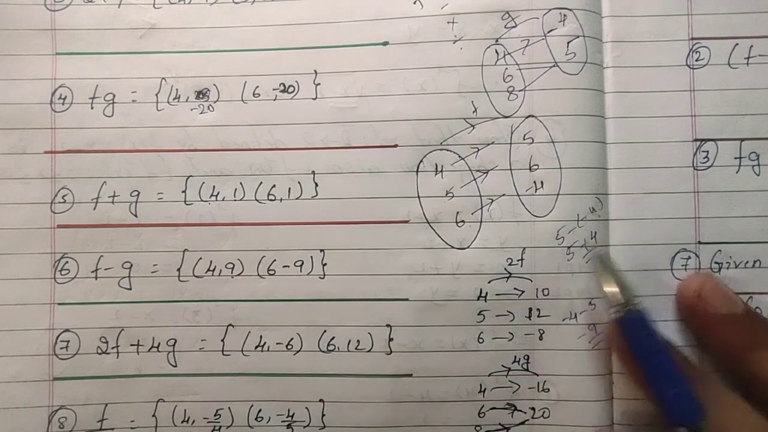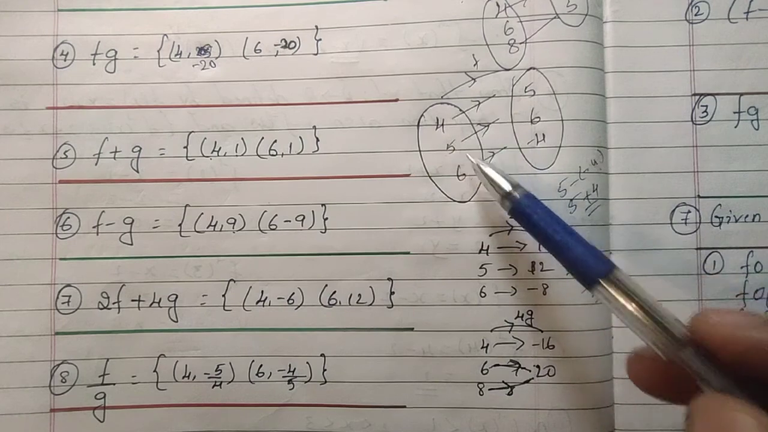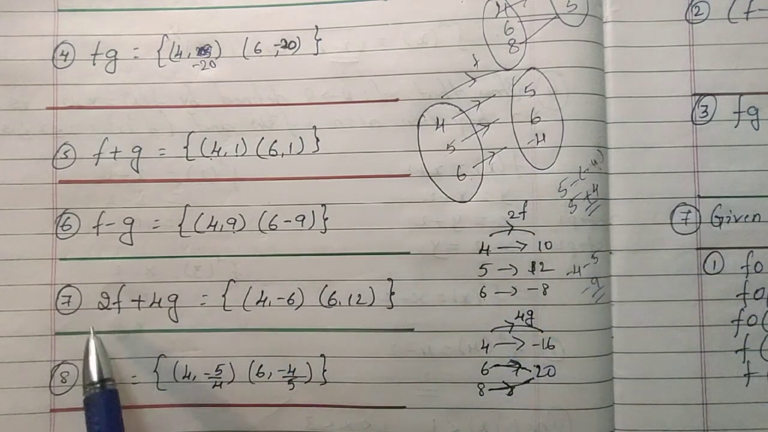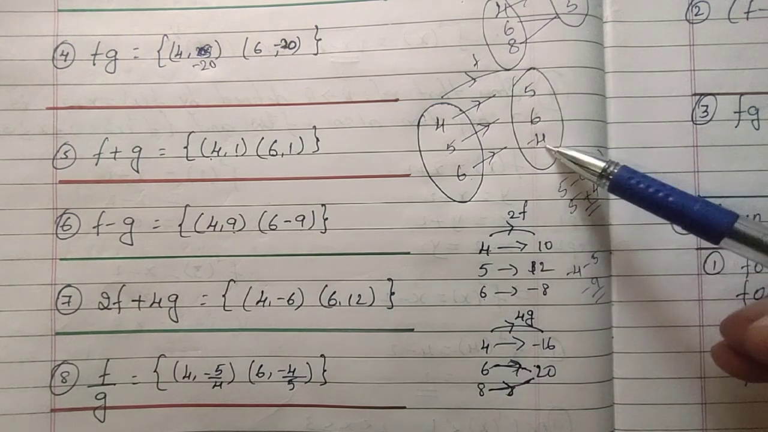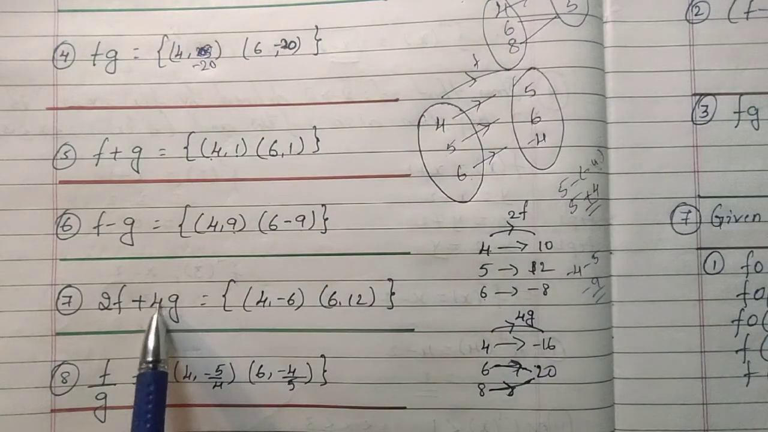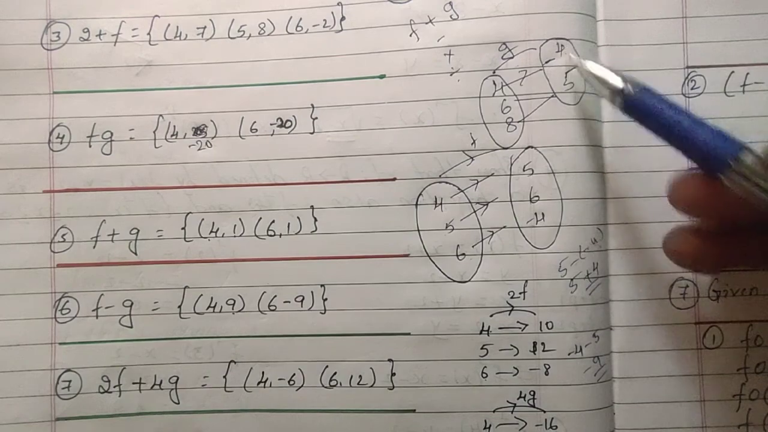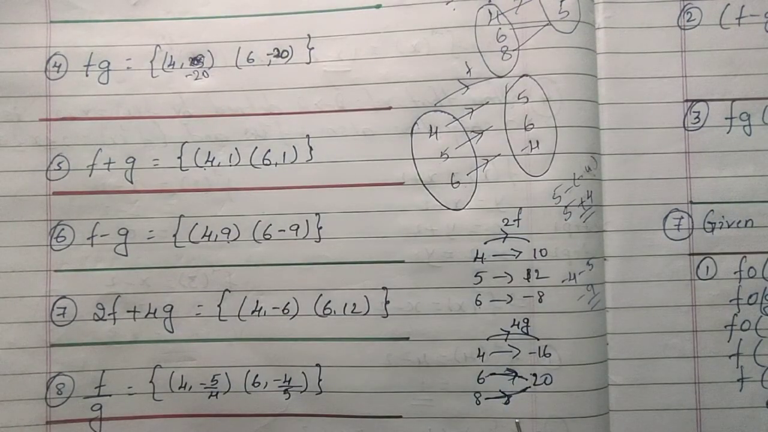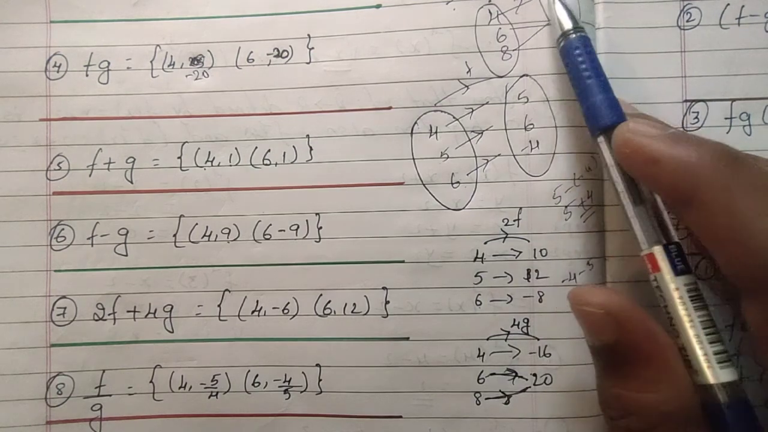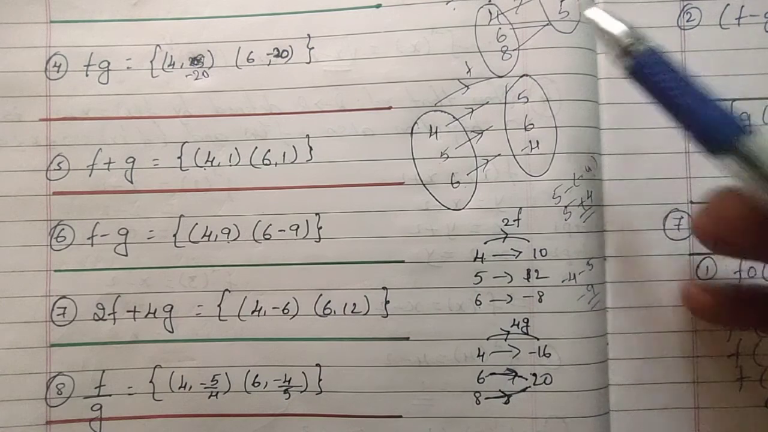Next, 2 times f plus 4 times g. We have f function. Domain still remains the same, 4, 5, 6 only. 2 times f means for the function 5, 6, minus 4 we will get. When you multiply by 2, 2 5s are 10, 2 6s are 12, 2 4s are minus 8. Same way for 4 times g. We know g function is nothing but 4, 6, 8 with minus 4 and 5. Taking the same domain, g means minus 4 and 5. 4 times g means multiply 4 to this range. Minus 4 into 4 is minus 16. 5 into 4 is 20.